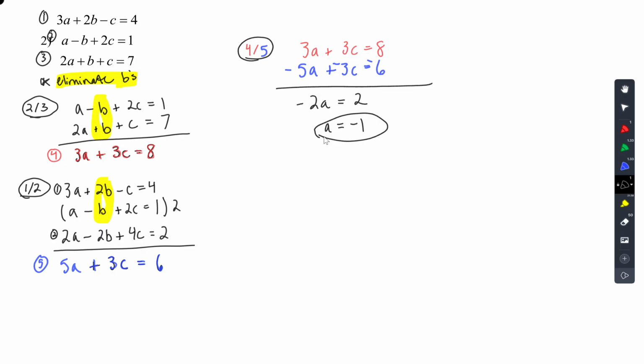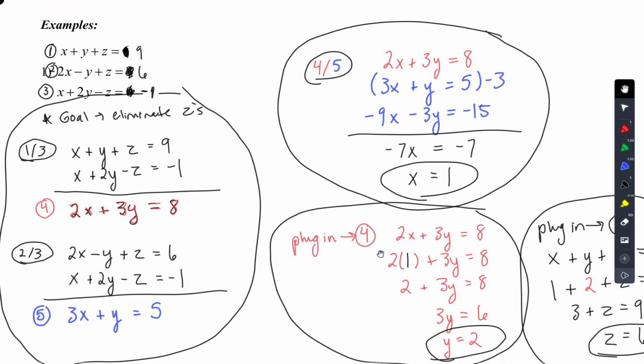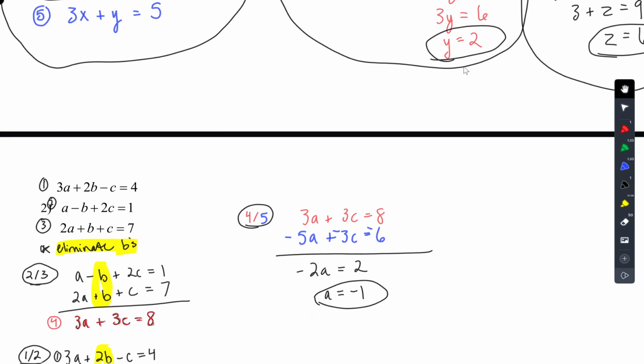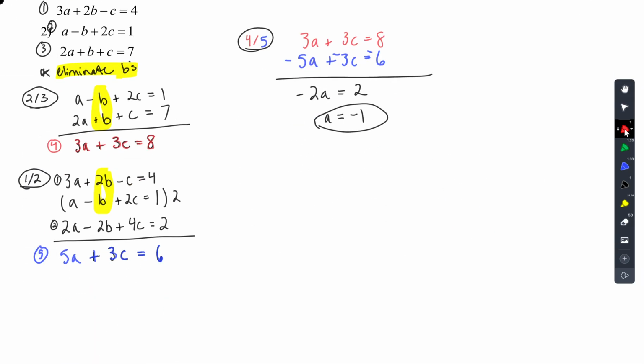So on this next one, now we've got a. If you remember from the last one, it took me forever to get x equals 1, but now all I'm doing is plugging in. You can pick one, you can do 4 or 5. Let's just do 4, just to be consistent. 4 was the 3a plus 3c equaling 8 thing. So I'm going to plug in the -1 and solve for c.